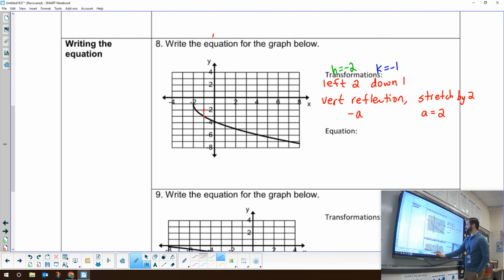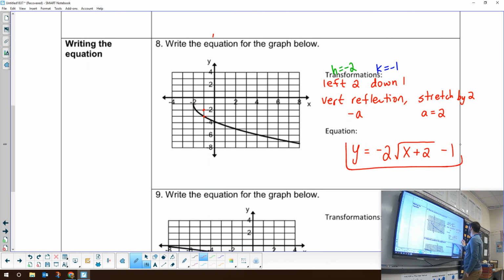So my equation is going to look like this. It's going to be y equals negative 2 times the square root of x plus 2, and then minus 1 on the end. So there's my equation.